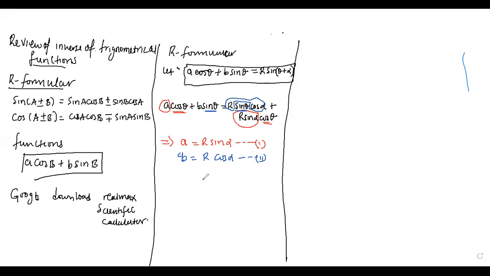So when you realize that, you can square and add equation 1 squared plus equation 2 squared. As you solve, you'll have A squared plus B squared is equal to R squared sine squared alpha plus R squared cos squared alpha. When you realize this, you'll have A squared plus B squared is actually equal to R squared, because sine squared plus cos squared is 1. So in this case, you can always get R from the square root of A squared plus B squared.